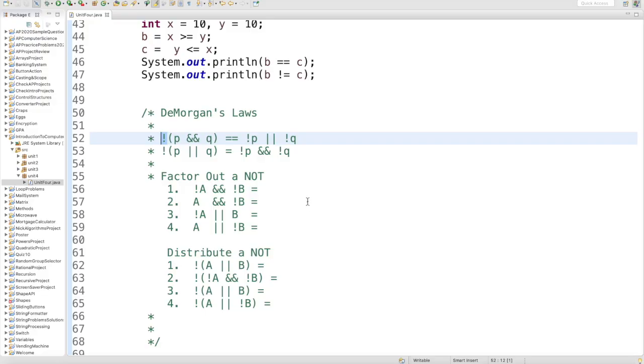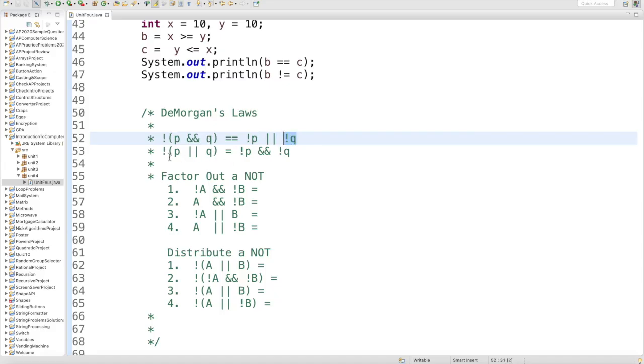So when I say a not, I'm speaking of distributing and factoring out a not where two statements or more are joined with an and or an or. If I distribute this not, I'm going to distribute it over all three, the P, the and, and the Q. It's going to become not P, not and is or, and then not Q.